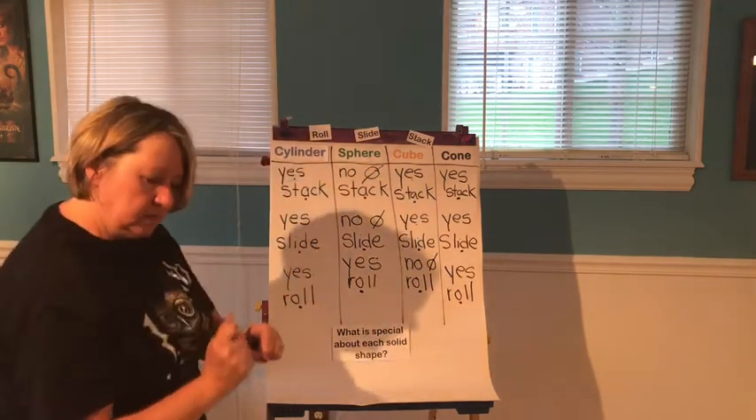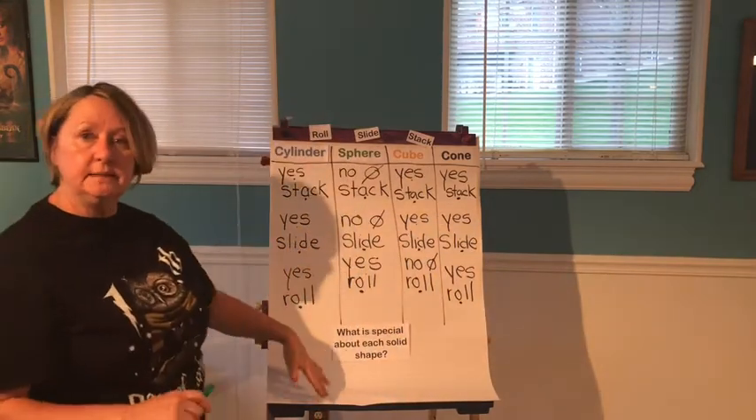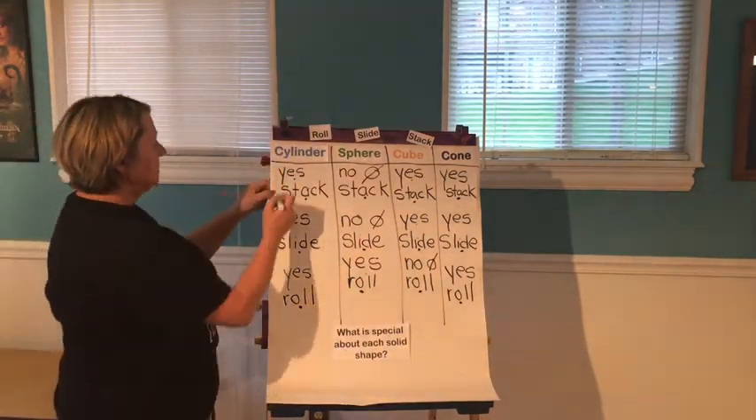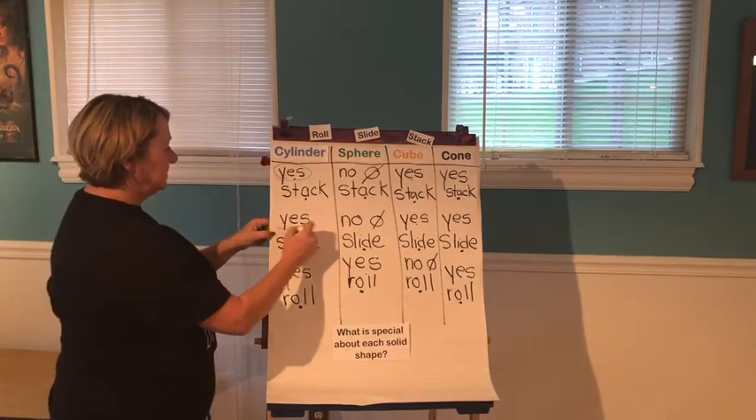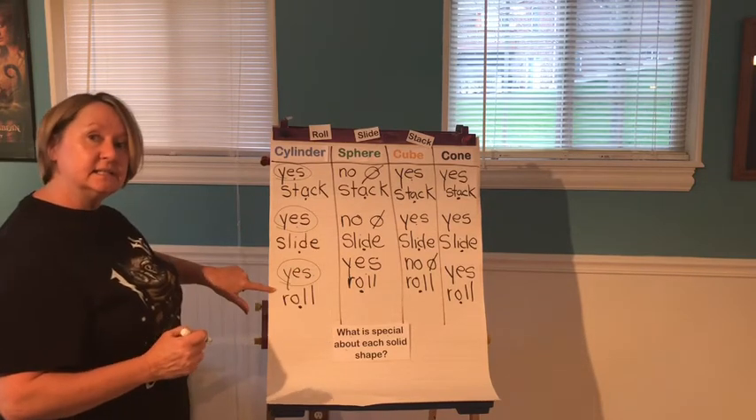Alrighty, let's see how we do. I'm gonna get a different color marker for this, guys. If you're still writing, take your time. You don't have to be in a hurry. So we know the cylinder got a yes. Got a yes for sliding, and it got a yes for rolling. So it got 3 yeses.